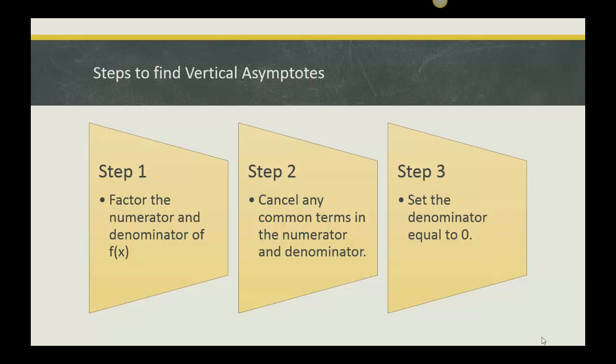So we need to talk about the steps to find vertical asymptotes. The first step we should do is try to factor the numerator and the denominator of f of x. The reason we do that is we want to cancel any common terms if they exist. And then in step 3, we're going to set the denominator equal to 0.